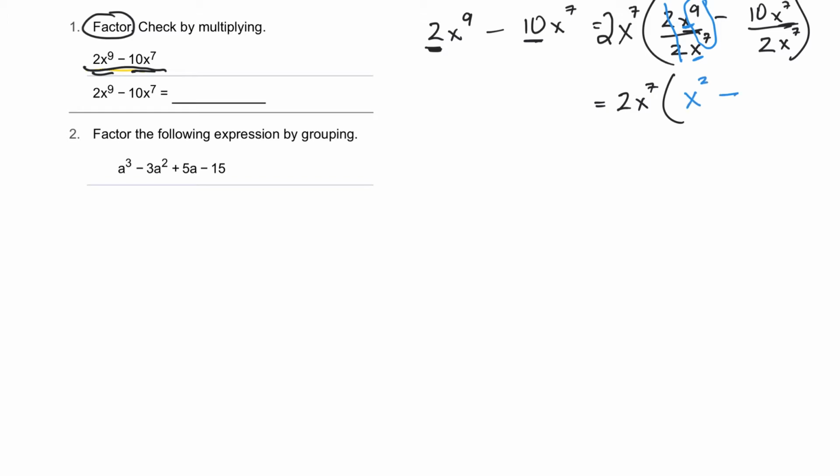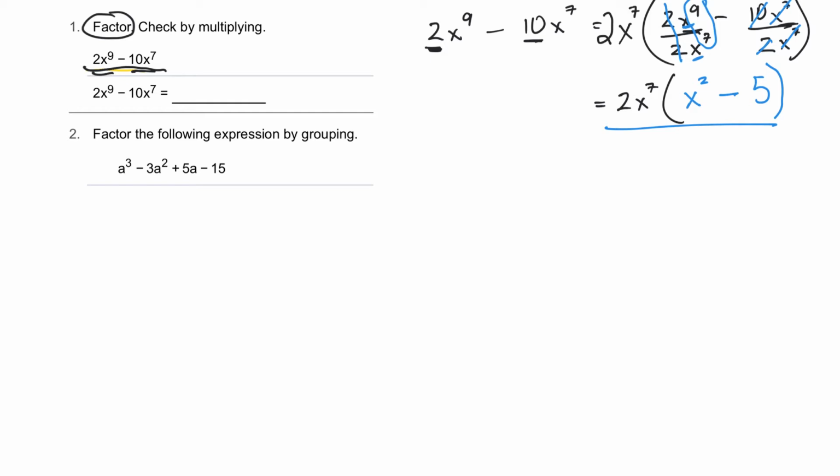Okay, minus 10 divided by 2 is 5. And then x to the 7th divided by x to the 7th. Subtract exponents, I get x to the 0. And anything to the 0 power is 1. Or if you want to think about it as this is the same as this, so it cancels, so there's no x's there at all. So this would be the answer to that question, where I've done a common factor.